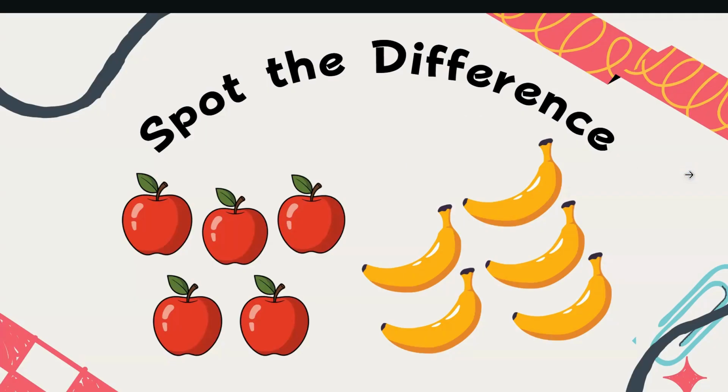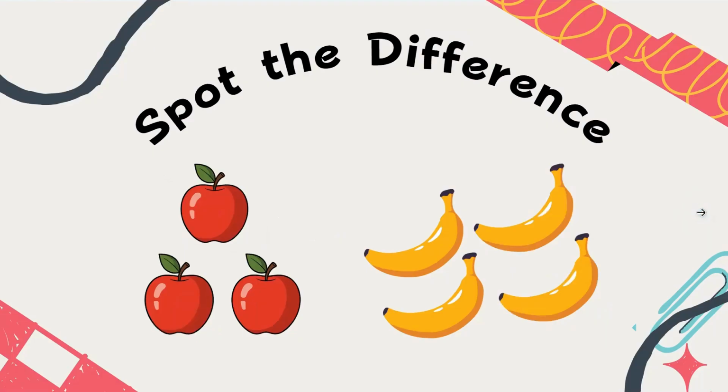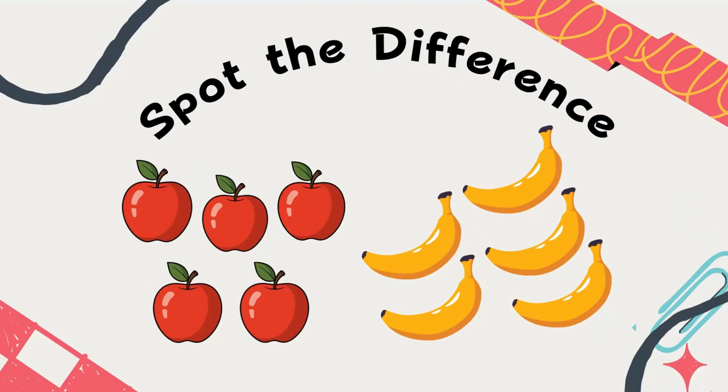Okay, so what do you guys notice about these two objects shown in the picture? Basically what I've observed is that on the left there are 5 apples arranged in rows, and on the right there are bananas in a scattered pattern. Wait, is it 6 bananas or 5 bananas? 5. Well, you're right.